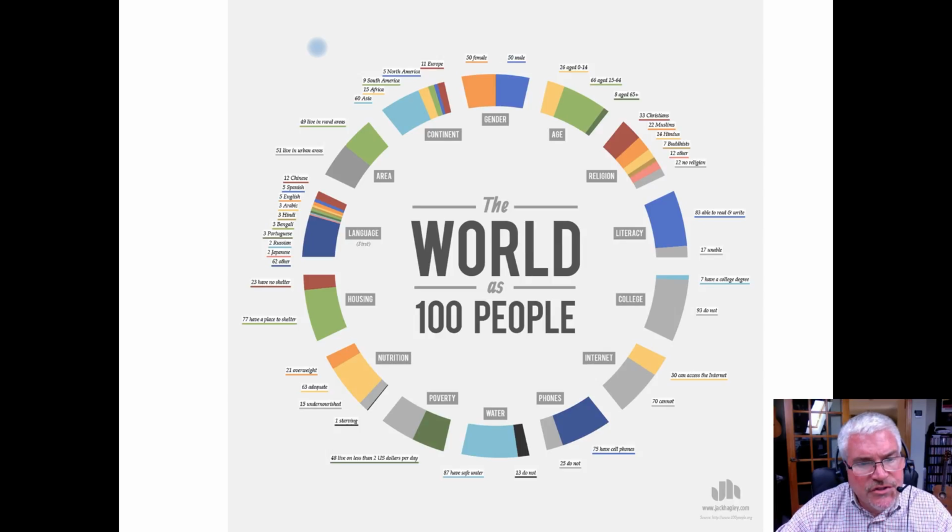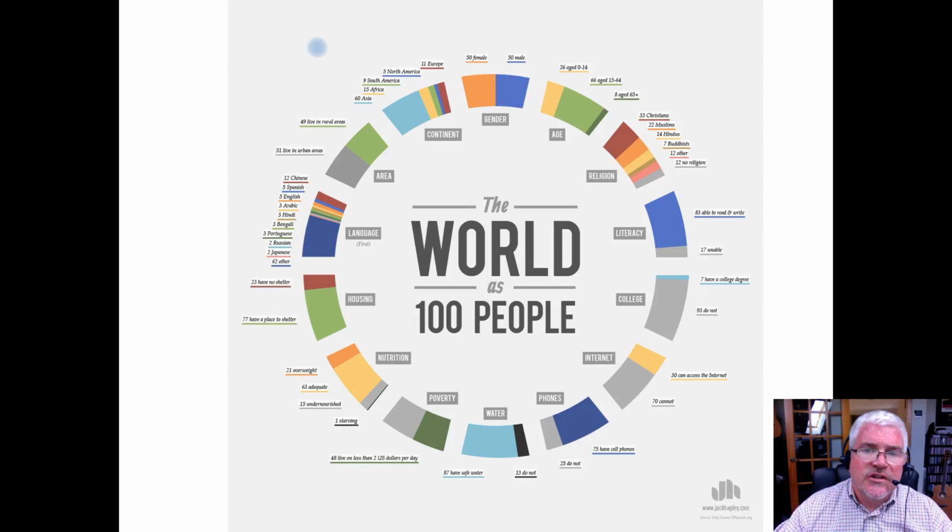Let's look at language. A lot of languages listed there. 12 people will speak Chinese. 12 in our village. Only 5 will speak English. That means there are more than 2 times the number of Chinese speakers than there are English speakers in our village of 100. In terms of where people live, 51 would live in an urban area like a city or a suburb, and 49 would live in a rural area, the countryside or the farm.